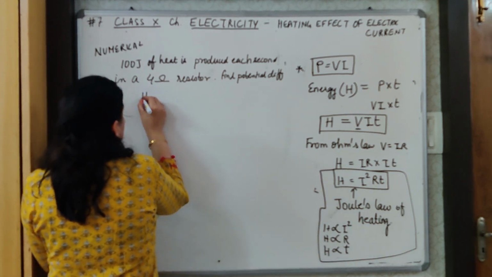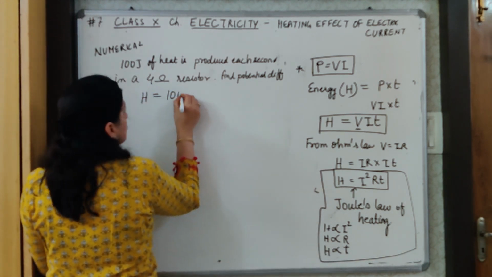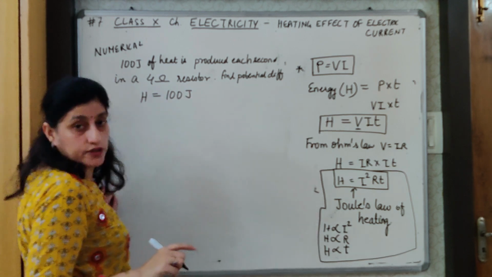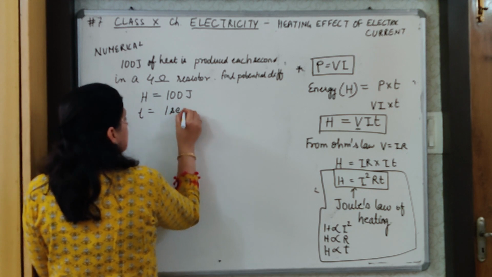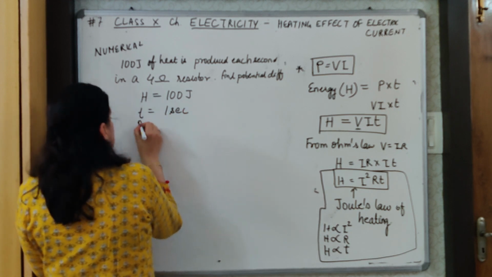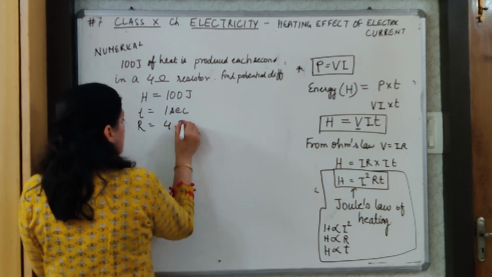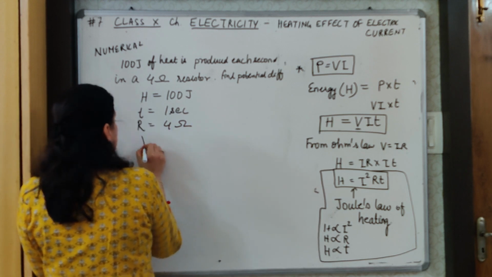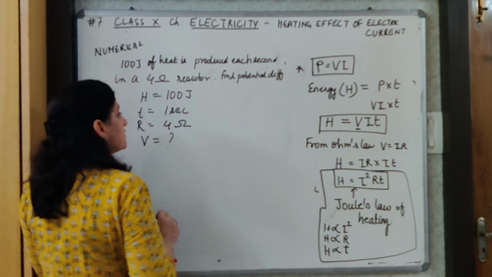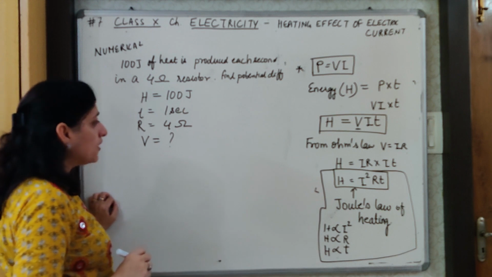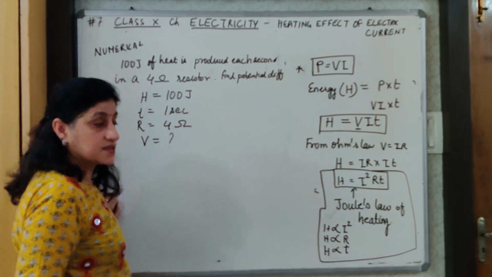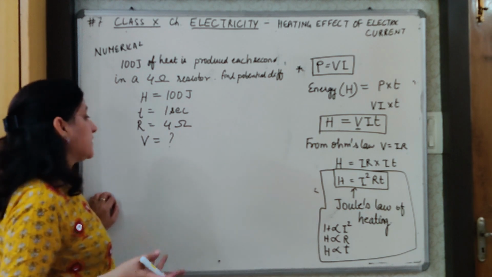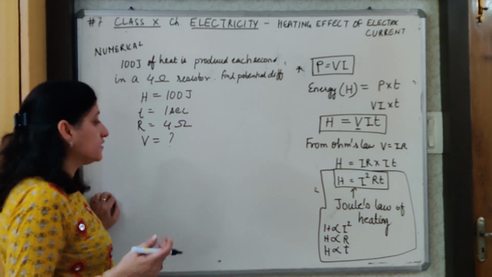I have given over here heat is equal to 100 joule. I told you each time you have to record like this. Time is equal to 1 second and resistance is equal to 4 ohm, and we have to find the potential difference, that is V. Alright. Now here I have these two formulas. Let me start with this. First I will find current, and then using Ohm's law I can find V.